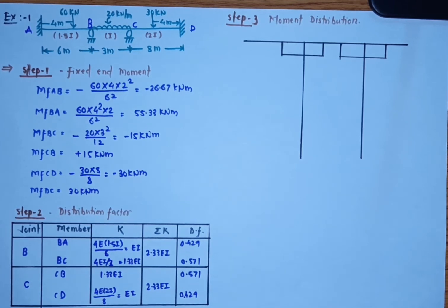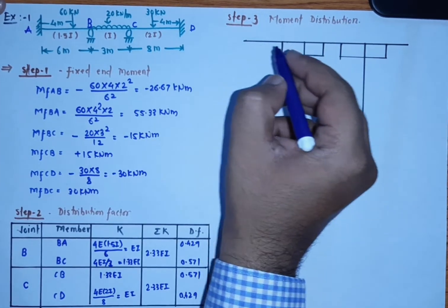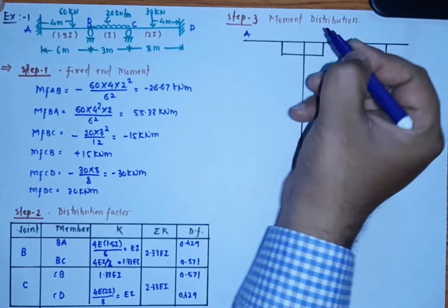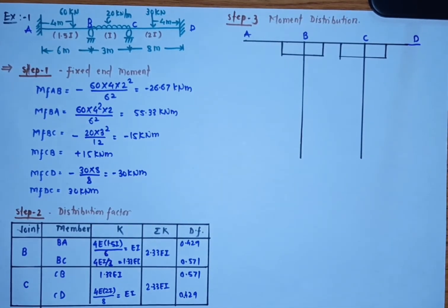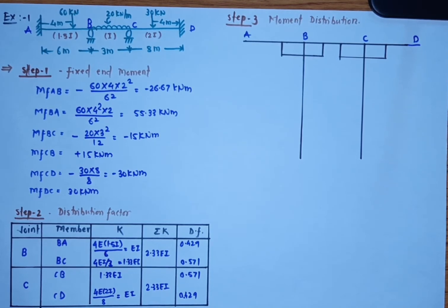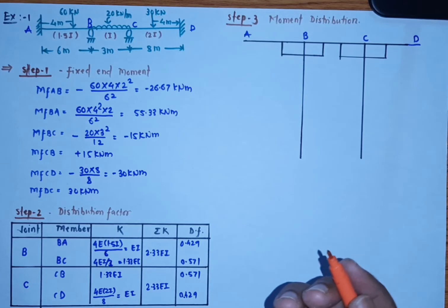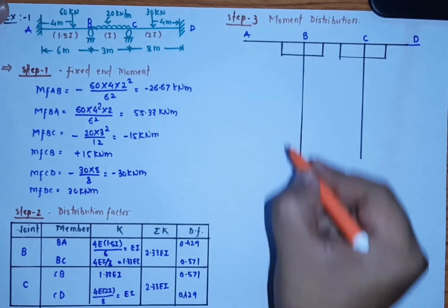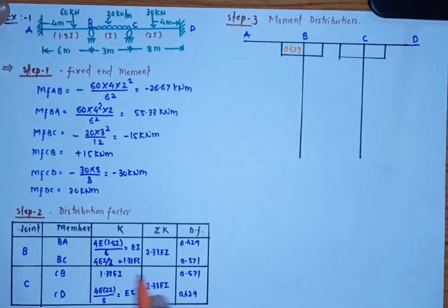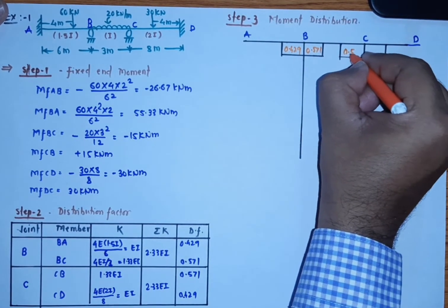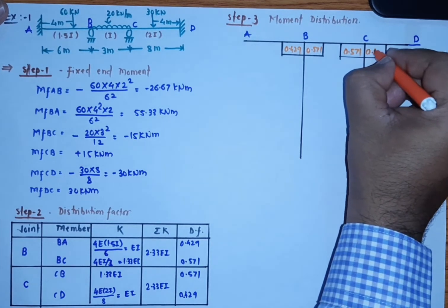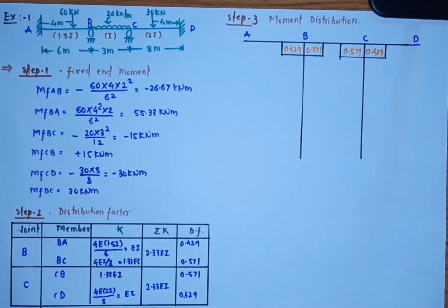Now we want to distribute that moment. Our step number 3 says distribution of moment. Whenever we want to distribute, let us write down the values for the spans we have: this is A, this is B, this is C, and this is D. Now we have the distribution factors for BA, BC, CB, and CD. Let us see how to write. For BA, it is 0.429. For BC, it is 0.571. For CB, it is 0.571. For CD, it is 0.429.